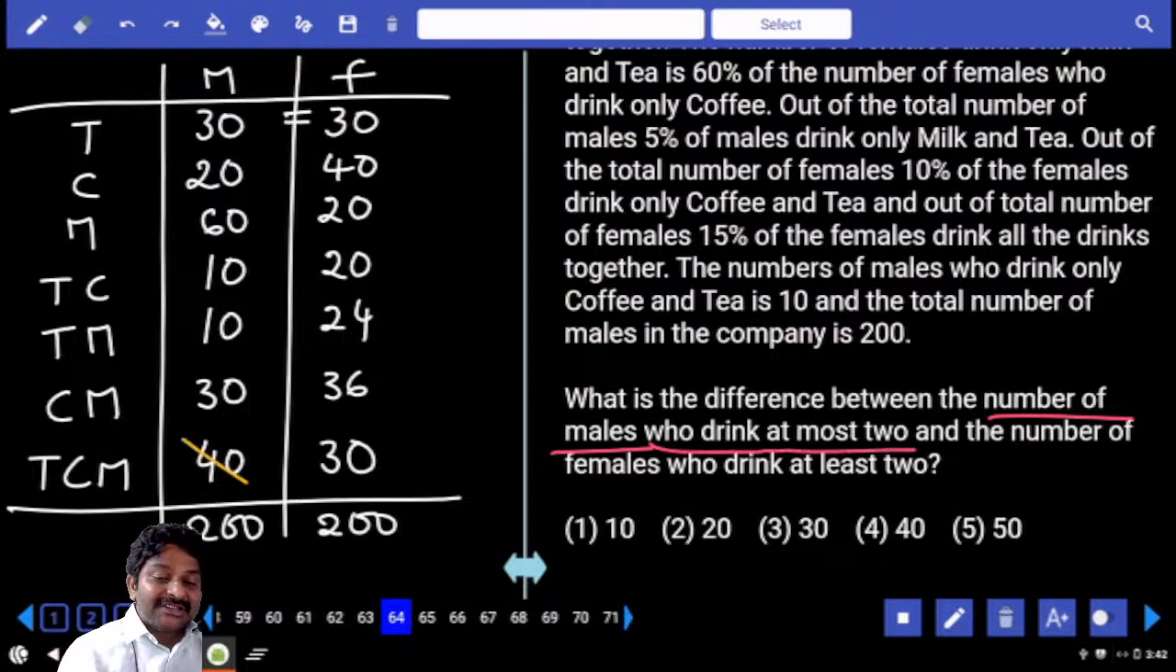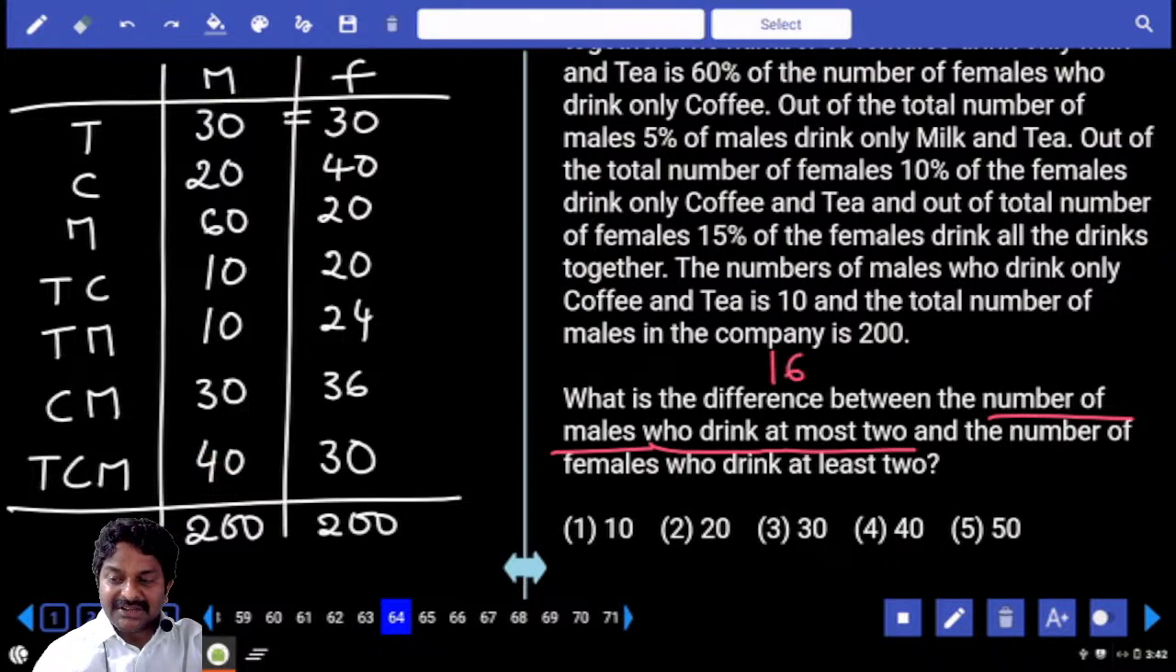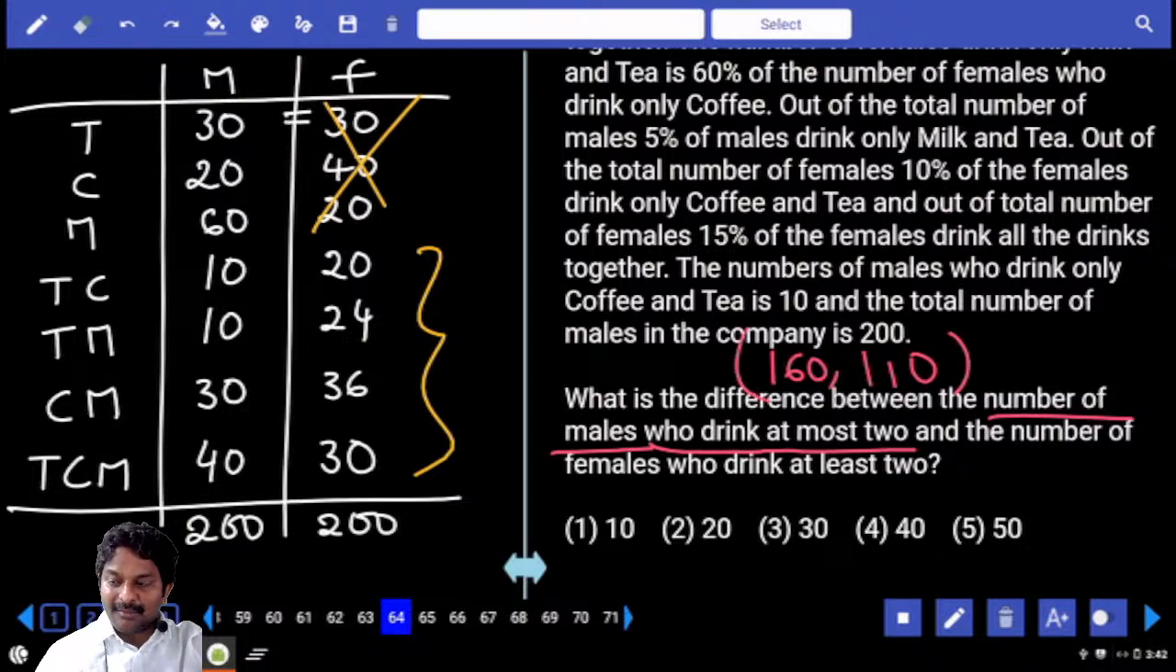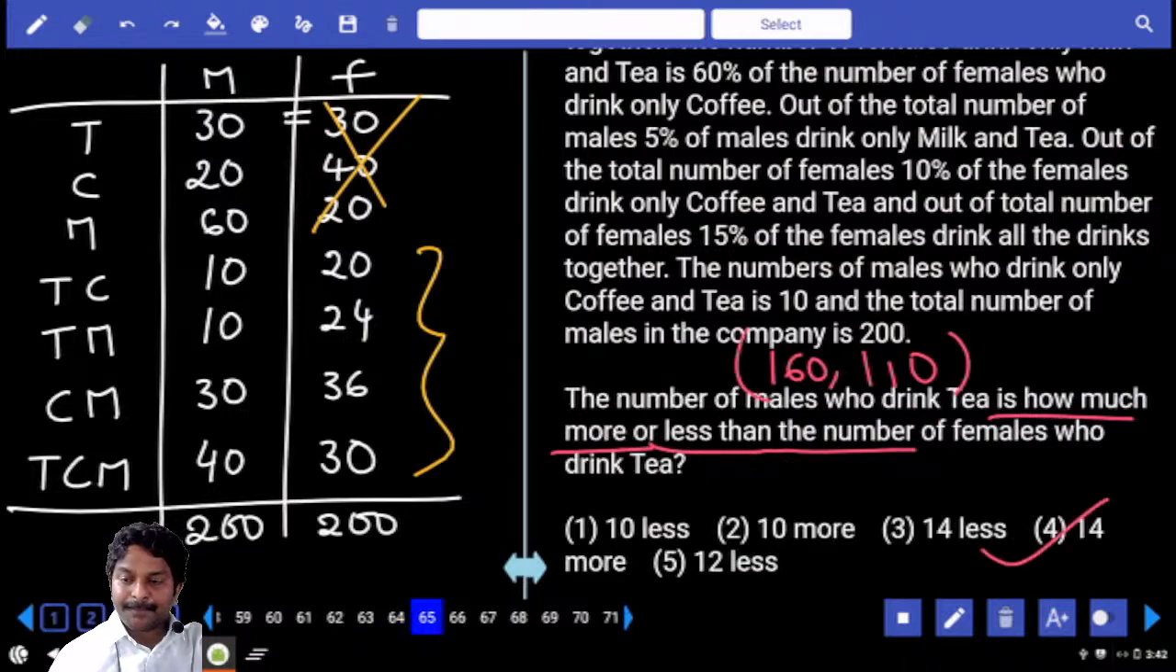What is the difference between number of male who drink at most 2? At most 2 in the sense, except these 40 people, we can count every other number. So subtract 40 from 200, that gives you 160. Difference between this number and number of female who drink at least 2. At least 2 in the sense, apart from first 3, we should count all these numbers. How much is that? 110. And we were asked to calculate difference here. How much is it? 50.